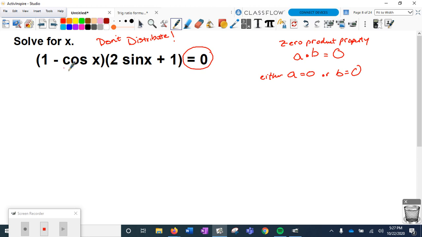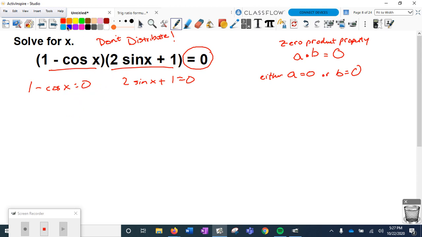If I distribute this, I'm just going to complicate my life. I already have two things getting multiplied, and the result is supposed to be 0. So that tells me either this thing has to equal 0 or this thing has to equal 0. So that's what we're going to do to solve it. We're going to say 1 minus cosine of x equals 0, and then 2 sine of x plus 1 equals 0. Now it's just two little mini equations like we had yesterday. If you're multiplying and you're supposed to equal 0, don't distribute. Set each factor equal to 0 and solve each one of those.